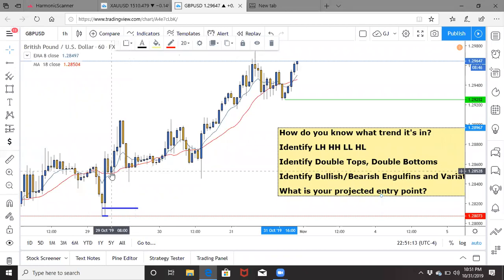So if I left this one, then I tried to find the next one up. I would probably start with this little bit of uptrend right here, where all of these are higher lows, higher highs.